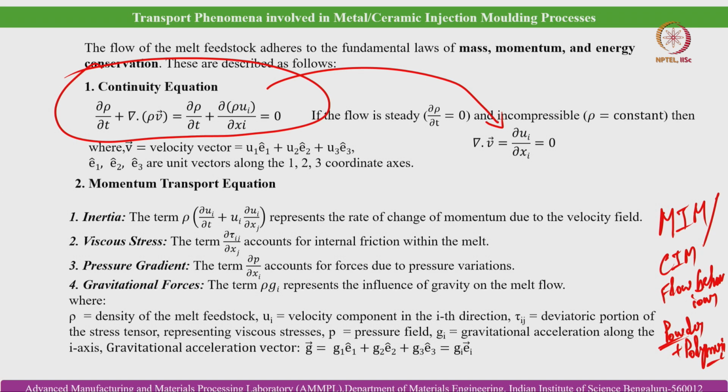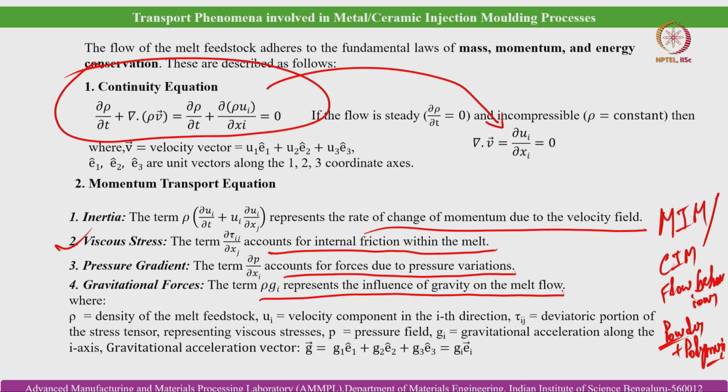In the momentum transport equation, there are the following terms. The inertia term, ρ(∂u/∂t + u ∂u/∂x), represents the rate of change of momentum due to the velocity field. The viscous stress term, ∂τ/∂x, accounts for internal friction within the melt. The pressure gradient term, ∂p/∂x, accounts for forces due to pressure variations, and the gravitational force, ρg, represents the influence of gravity on the melt.